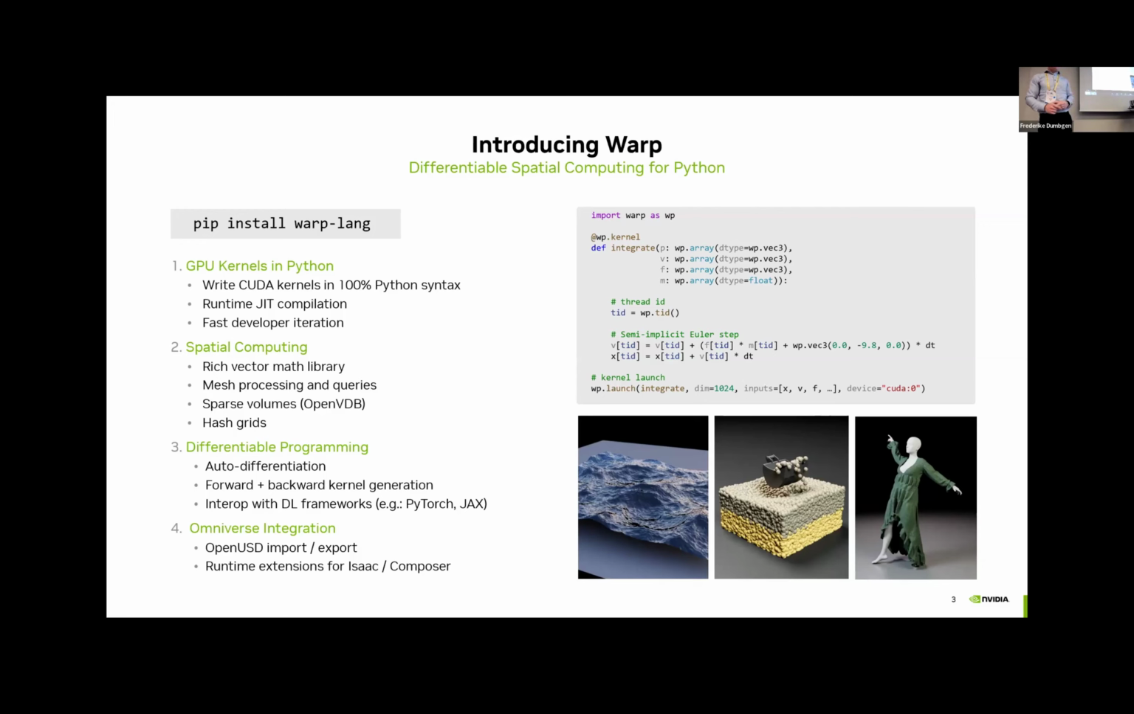So we also supply a bunch of tools to do simulation, like acceleration structures for meshes, for volumes, and sparse structures like OpenVDB, the volume-based data structure, and also hash grids, for example. And as I said, we integrate with PyTorch and JAX. And we also have this Omniverse integration so that you can render some nice real-time ray tracing scenes that you simulated with WARP.